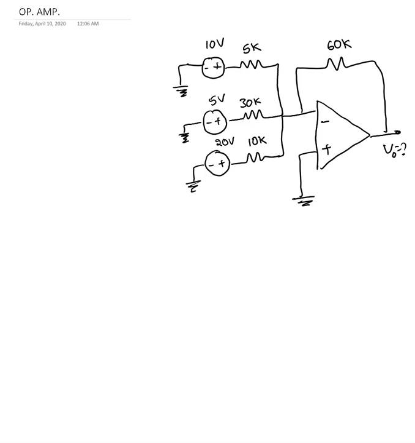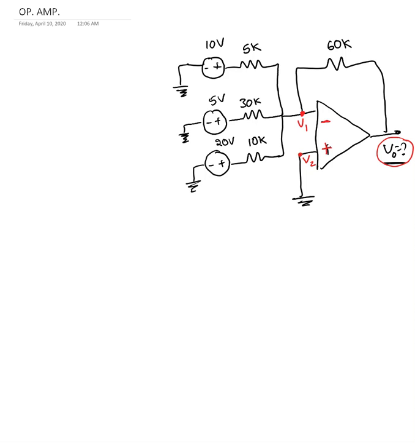Here is an example. In this example, he's asking us to find the output voltage V naught. So this is nothing but a summing amplifier, because we are going to sum up three voltages. Okay. Anyway, always remember, take this as V2 plus and V1 as inverted terminal.